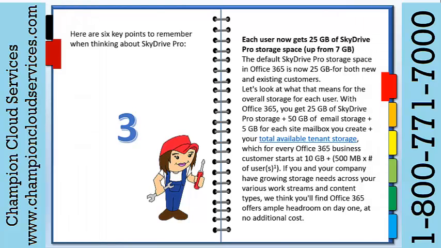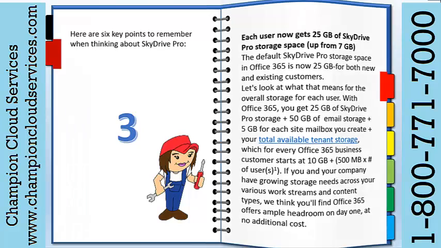Each user now gets 25 gigs of SkyDrive Pro storage, and this is up from 7 gigs, and this just happened not too long ago. So this gives your people the ability to have up to 25 gigs in storage, and you're going to see later on that they'll also have 50 gigs of email, 5 gigs in a shared mailbox that you can create. So you can see in Office 365, you can start now adding up a lot of storage for your users in the cloud.